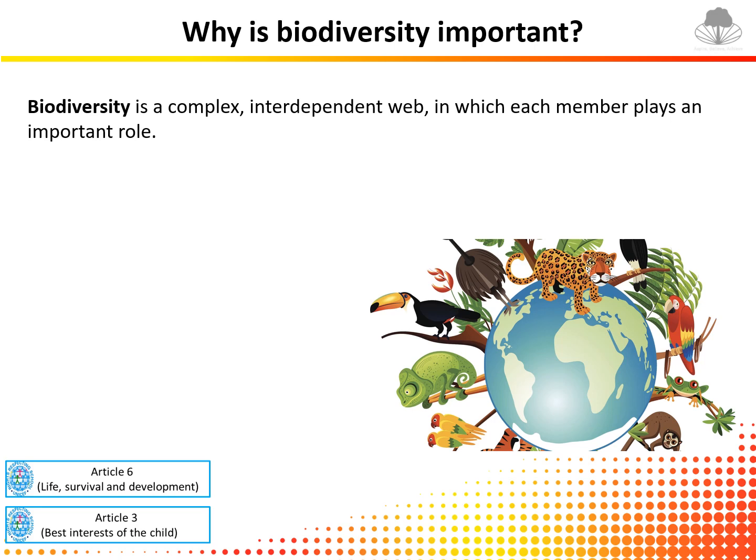Well, why is biodiversity important then? The reason why it's been chosen as this year's theme is because biodiversity is in fact a very complex and interdependent web. What this means is that within an ecosystem, every single member plays an important role. And if one member is affected, then that can affect every other species in that ecosystem and the ecosystem itself.